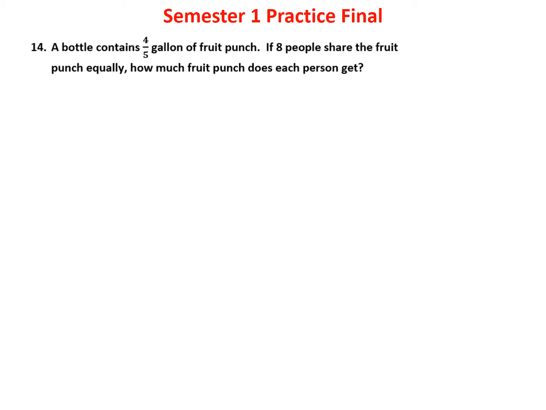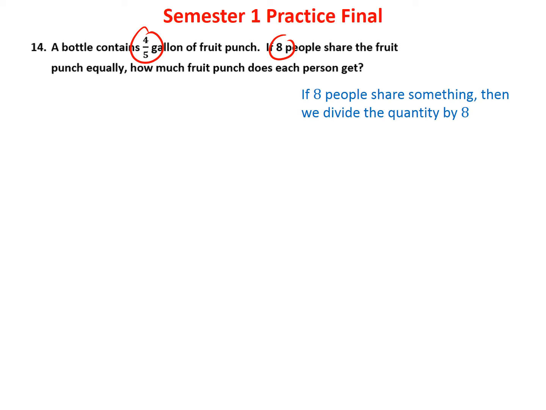Problem 14 states that a bottle contains 4/5 of a gallon of fruit punch. If 8 people share the fruit punch equally, how much fruit punch does each person get? Well, if 8 people are going to share the 4/5 of a gallon, then we're going to divide the 4/5 by 8. If you split something between 8 people, you divide it into 8 sections. So we're going to take 4/5 and divide it by 8.